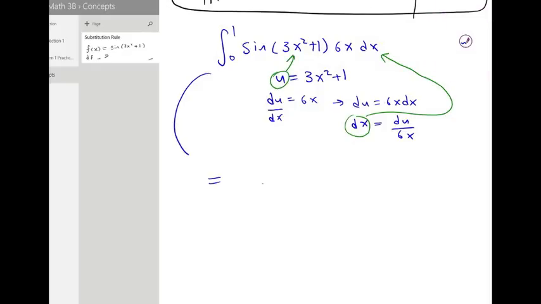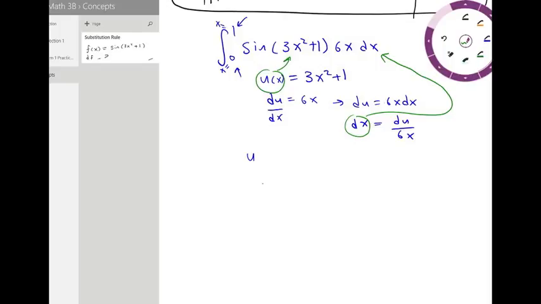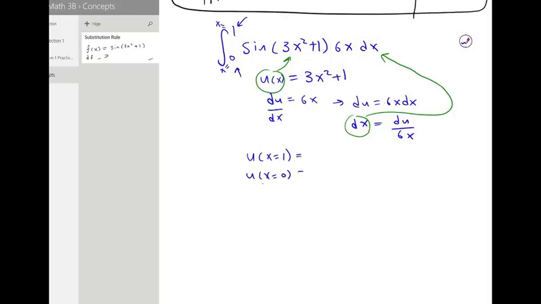So our integral equals, oh sorry, I forgot one important step. We have to change these limits. These limits are in terms of x. This is x equals 1 and x equals 0. So since we're changing this to a function of u, we're going to change the limits to u limits. A better way to write this u is u of x. So we want to find u when x equals 1 and u when x equals 0, and these will be our new limits. So 3x squared plus 1 when x is 1: 1 squared is just 1, 3 plus 1 is 4. 0 squared is 0, and 0 plus 1 is 1.